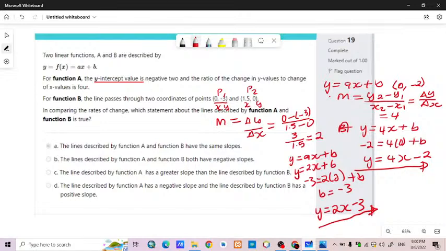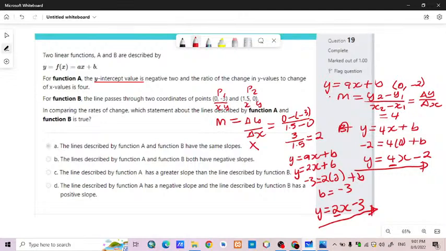The first statement says the lines described by function a and function b have the same slope. Okay, what is the slope? The slope is your gradient. To determine if they had the same slope, this number here will be the same. Is this number the same? No, this is our slope. This for function a is 4, for function b it's what? It's 2. So this one is incorrect.